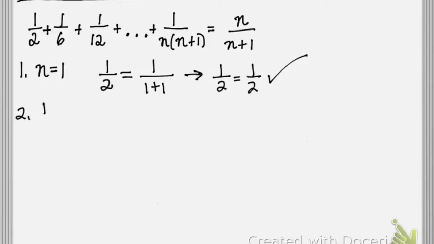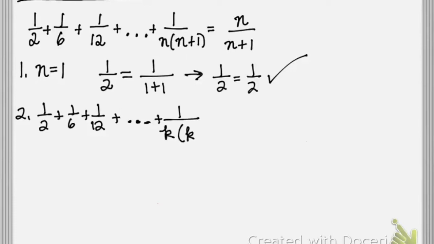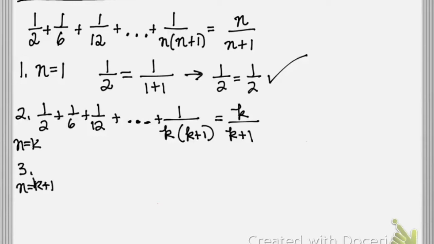Second, I'm going to assume it's true for n equals k. And the way that I'm going to show that is by plugging in a k for n in the expression. This is the n equals k step. And that's all we do. We just plug in a k for n. And then the third step is to demonstrate that this is true for n equals k plus 1.